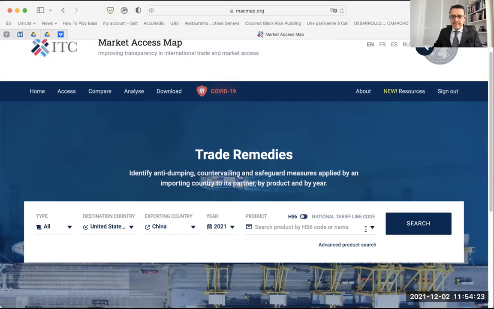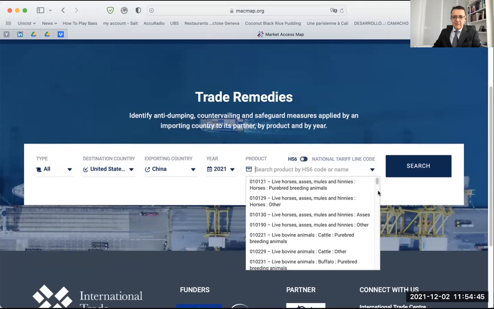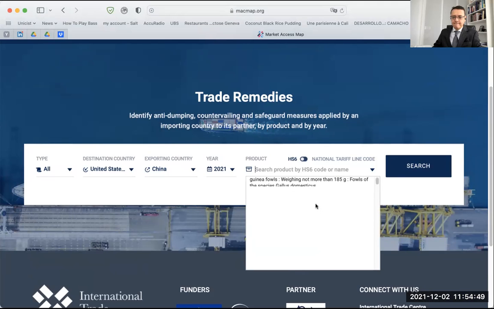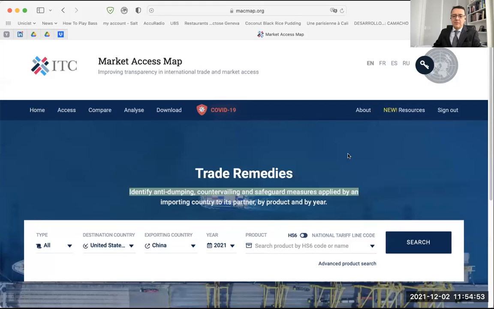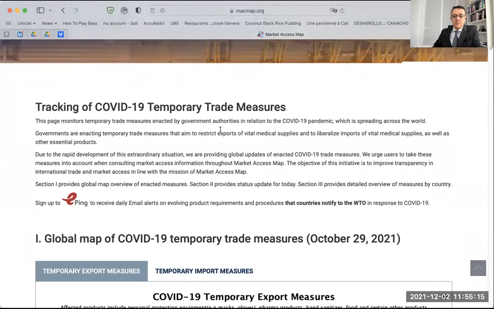So if I do that, here it's accessing the very large database, so that's why it takes a little bit of time. But we will see, it's taking a bit of time. We will see that there is a very long list. So if ever you're also interested in understanding the effect of COVID on international trade regimes, ITC has gone through the process of tracking all these measures.